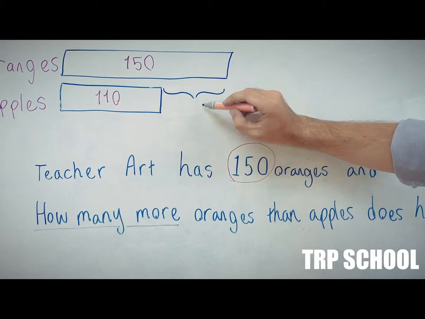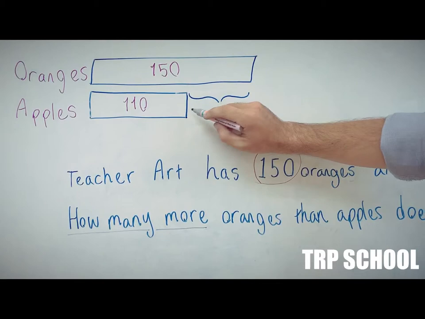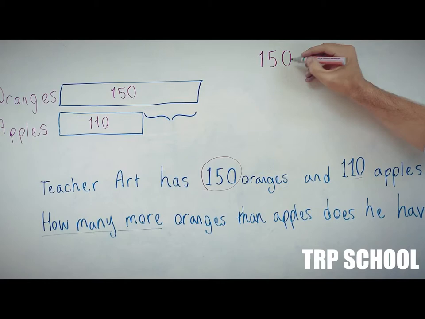I could find out by taking away my smaller number from my bigger number. Let's write a subtraction problem to help us understand. Start with our bigger number, 150. Take away 110.